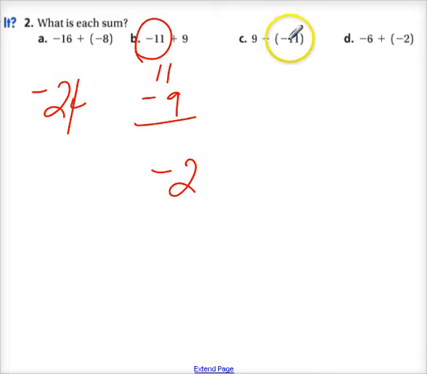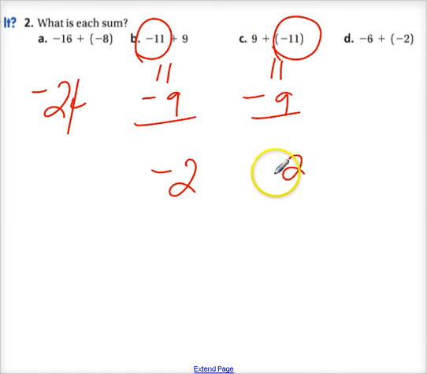Same thing, 9 plus negative 11. These two are the same if you notice, just the commutative property switches them. So it doesn't matter. 11 minus 9, I still get 2. The biggest absolute value is still negative. These two have the same sign, so it's going to be 6 plus 2, which is 8, and they're both negative, so my answer is negative.